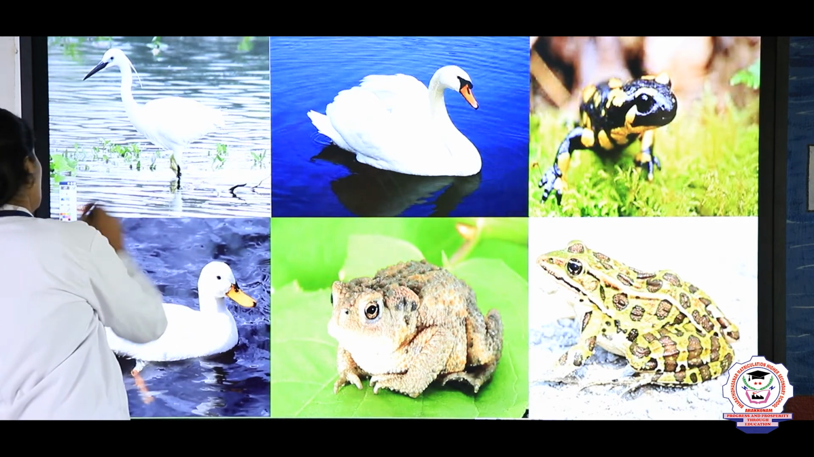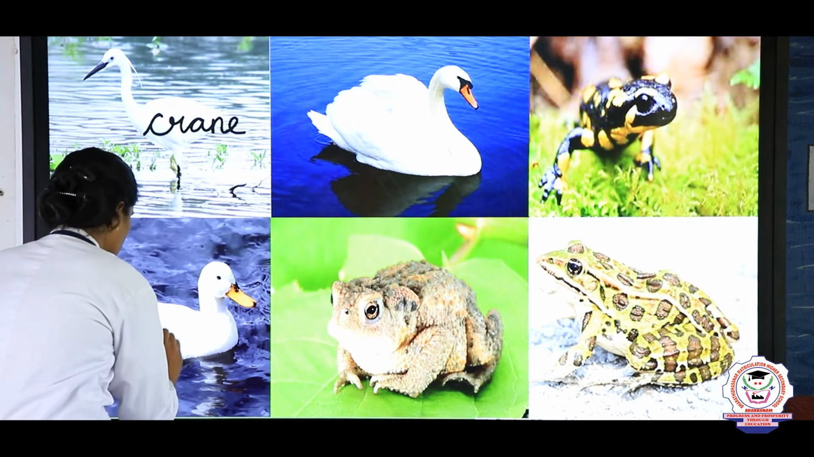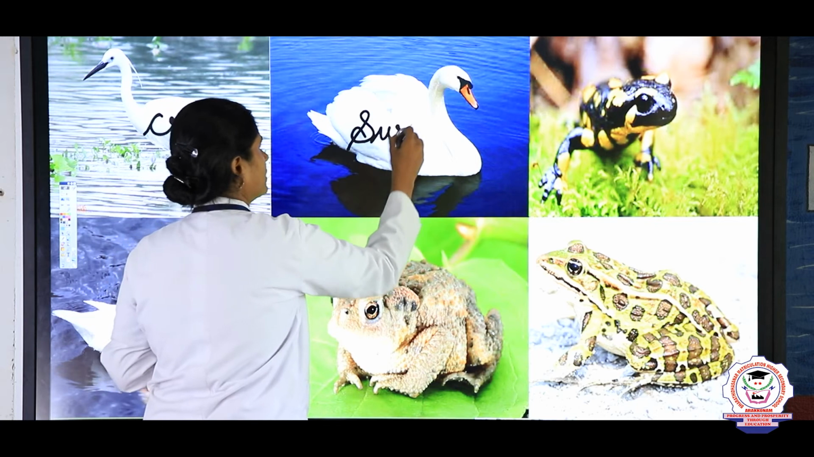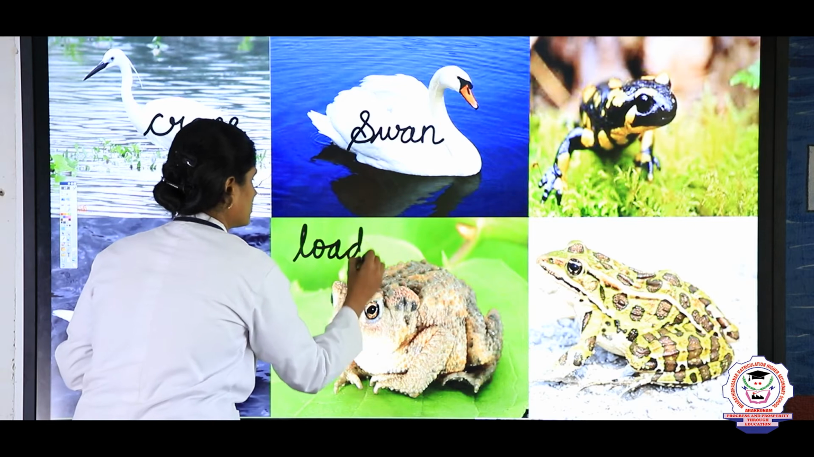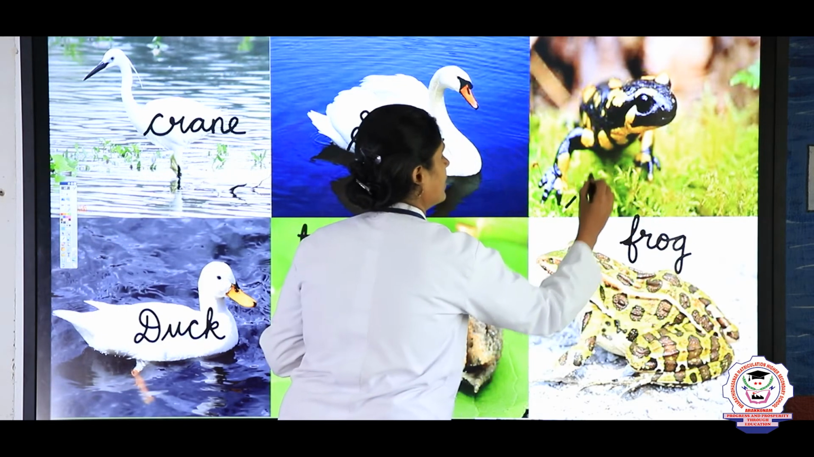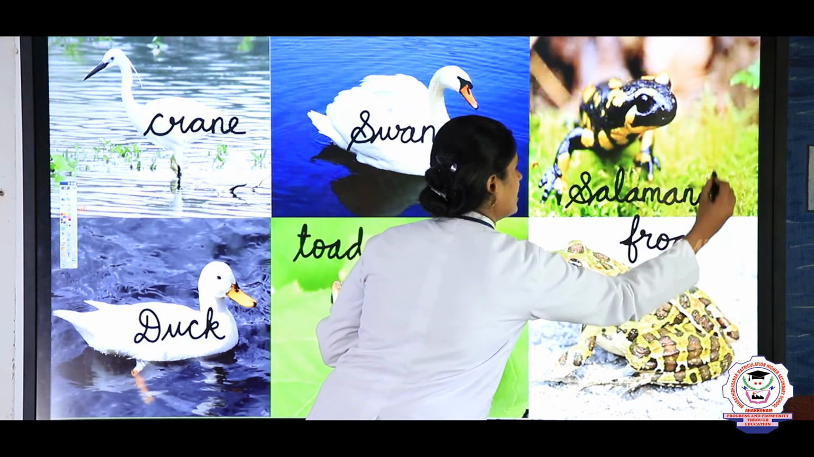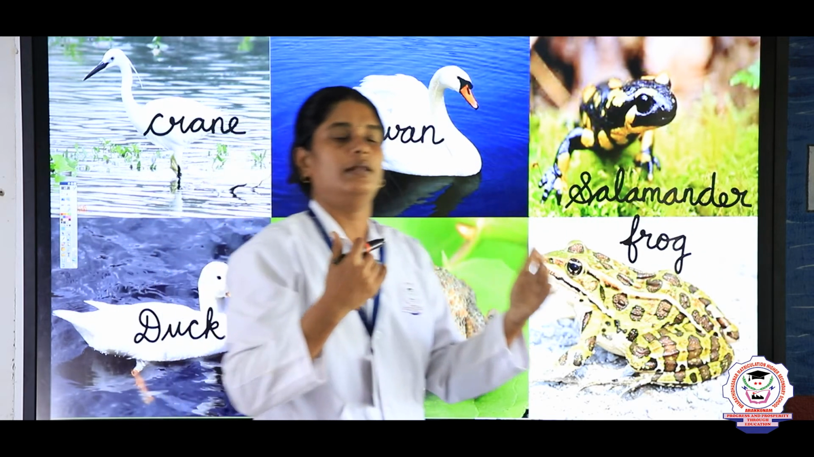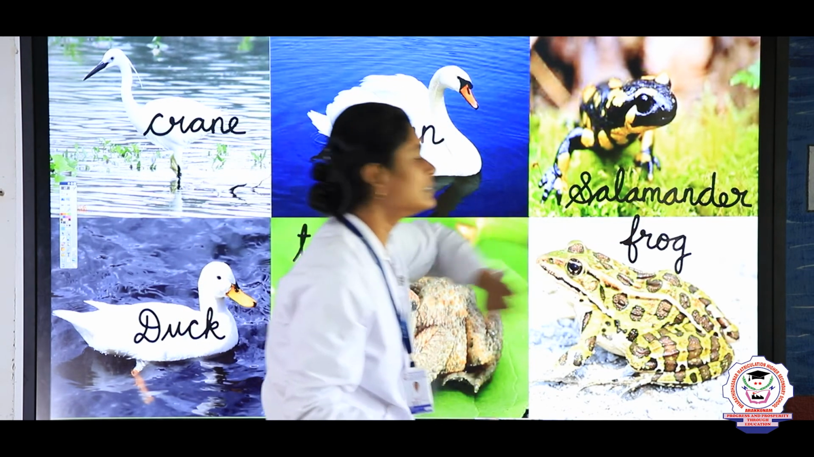For example, crane, C-R-A-N-E, crane, duck, D-U-C-K, duck, swan, S-W-A-N, swan, toad, T-O-A-D, toad, frog, F-R-O-G, frog, and salamander, S-A-L-A-M-A-N-D-E-R. So, salamander is a type of lizard. It is like a forest lizard. So, like that it is a salamander.